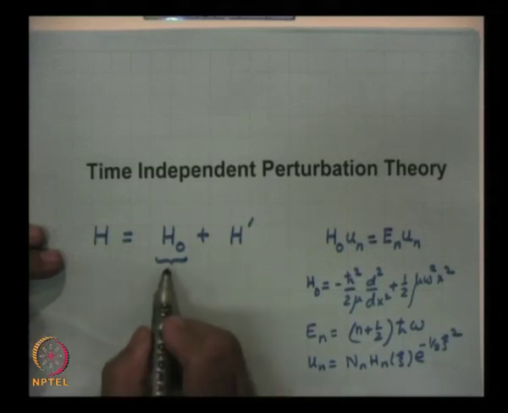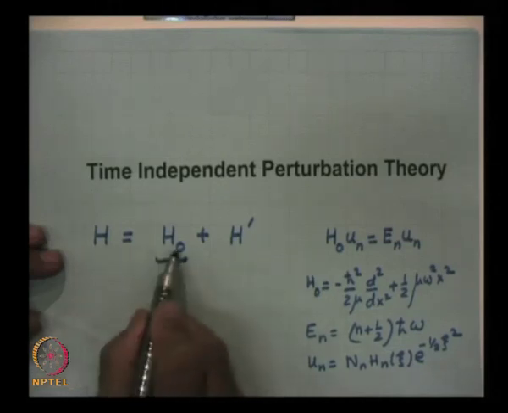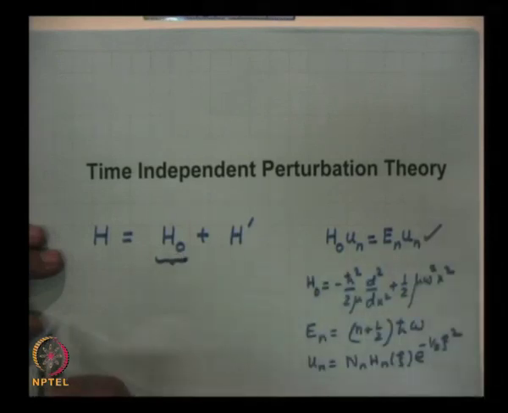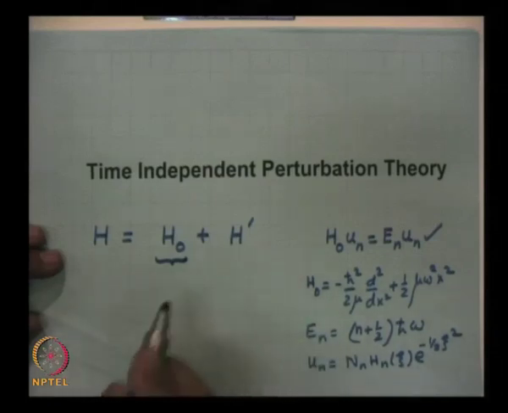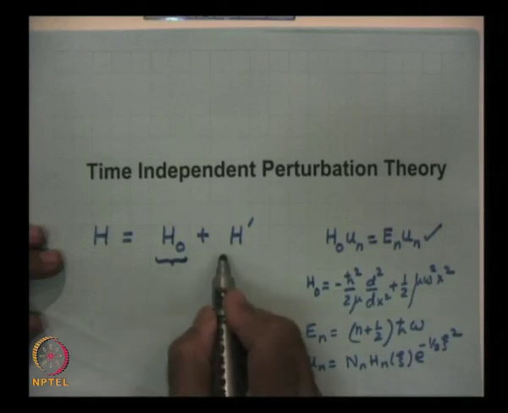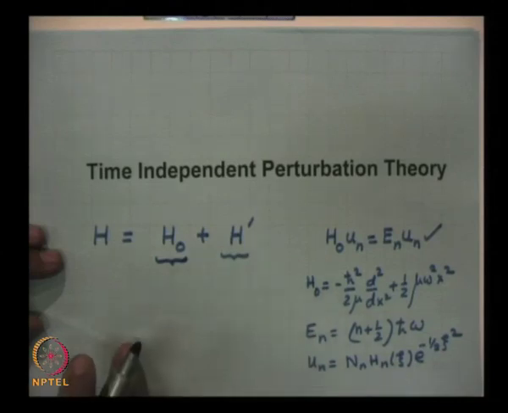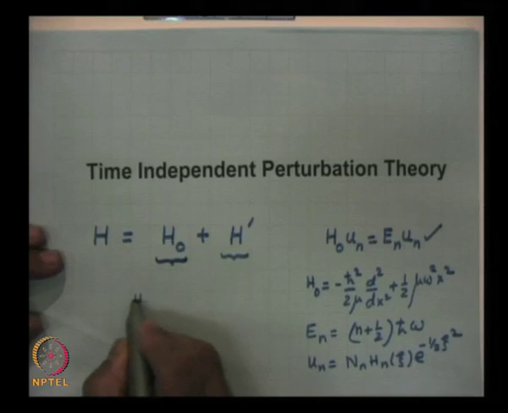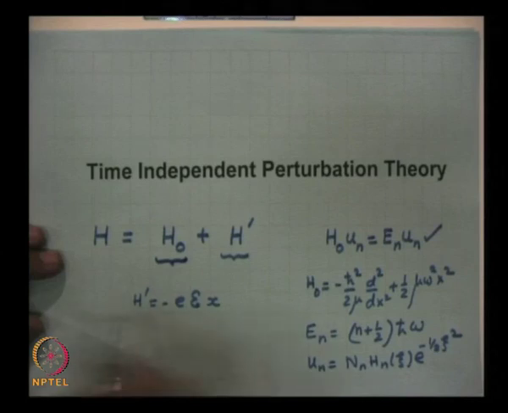Therefore, H naught is the portion of the Hamiltonian for which the solutions are known. Then we add to it another term, and then we try to calculate the effect of this term. So, for example, we have a charged oscillator, we put it in an electric field, and then there is a Hamiltonian which is something like minus e times the electric field times x. So, this is the perturbation.